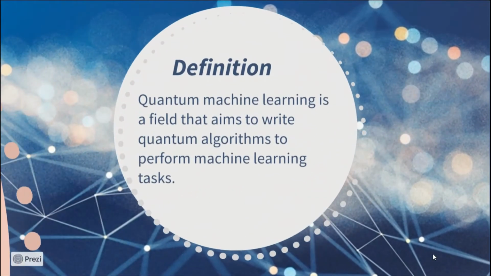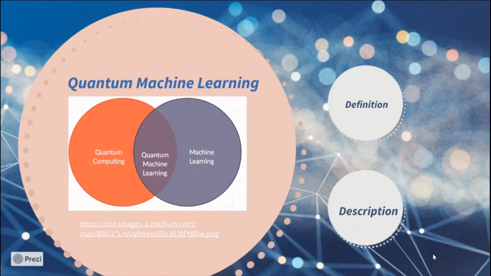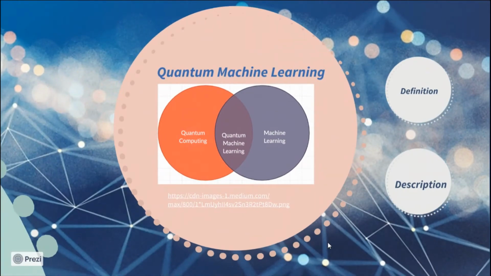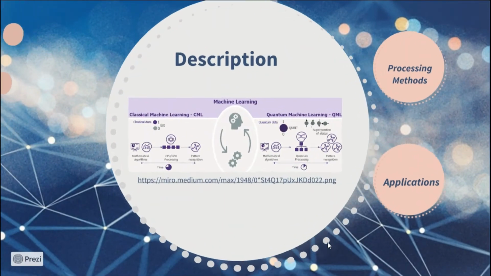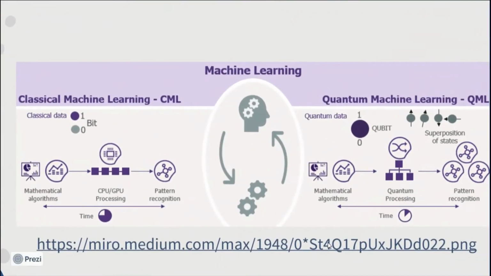In simple words, quantum machine learning is a field that aims to write quantum algorithms to perform machine learning tasks. To describe that a little bit more, let us examine this figure. When data points are projected in higher and higher dimensions, it is hard for classical computers to deal with such large computations. Even if the classical computer can handle it, it would take too much time.